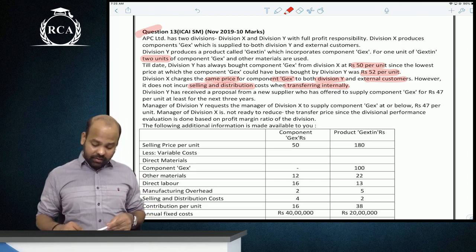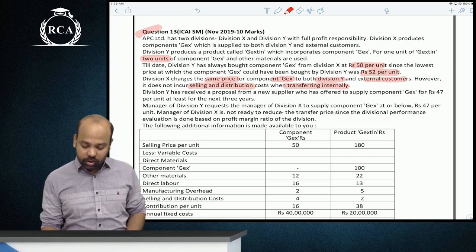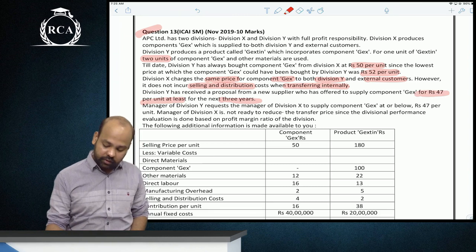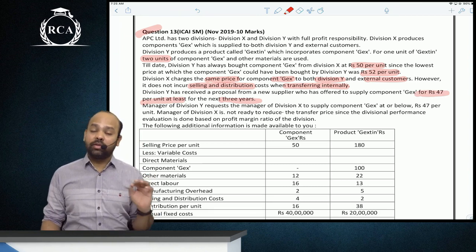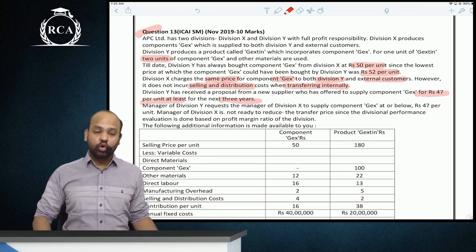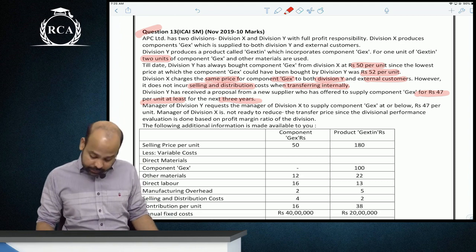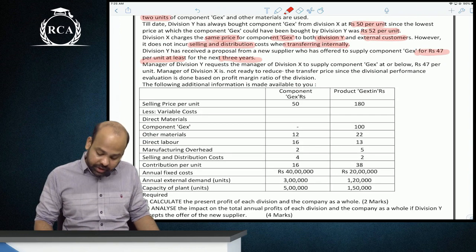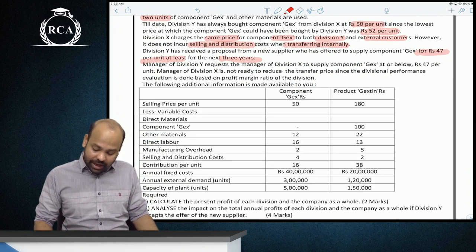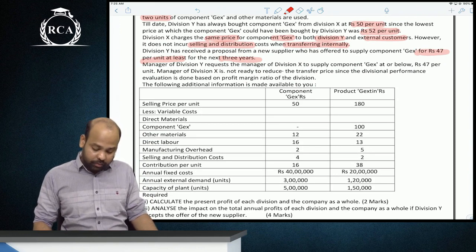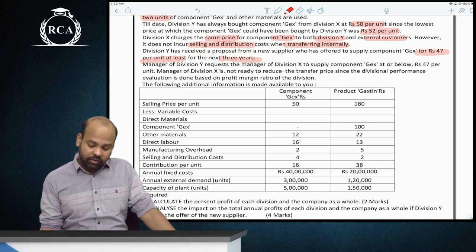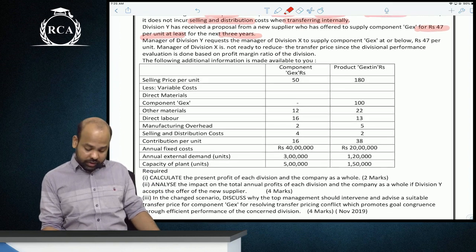Division Y has received a proposal from someone who has offered to supply component GX at 47 rupees per unit for at least the next 3 years. Someone is giving a commitment of supplying this product to the other division at 47 rupees only. The manager of Division Y requires the manager of Division X to supply component GX at or below 47 rupees per unit. The manager of Division X is not ready to reduce the transfer price since the divisional performance evaluation is done on the profit margin ratio of the division.